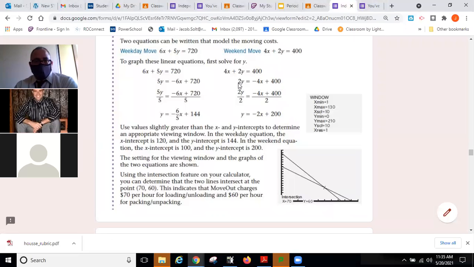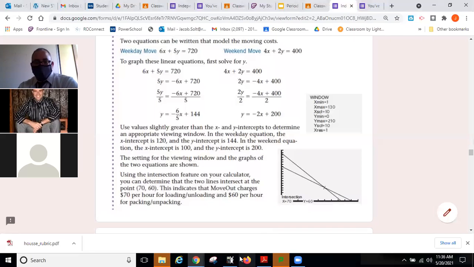I need to get rid of that 2. To undo multiplication by 2, I'm going to have to divide by 2. That's this next line here. 2 over 2 becomes 1, I can just ignore it. But now I have to divide this entire thing by 2. Well, negative 4X divided by 2 becomes negative 2X. 400 divided by 2 is 200.